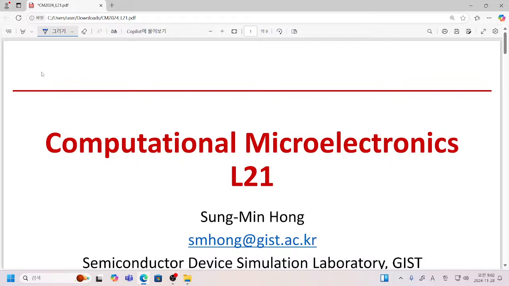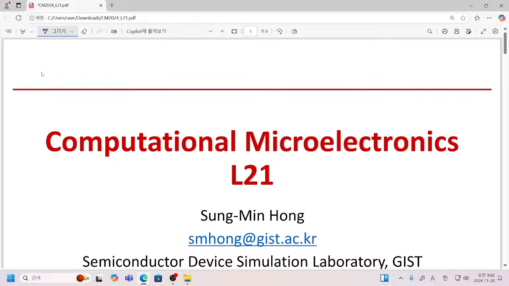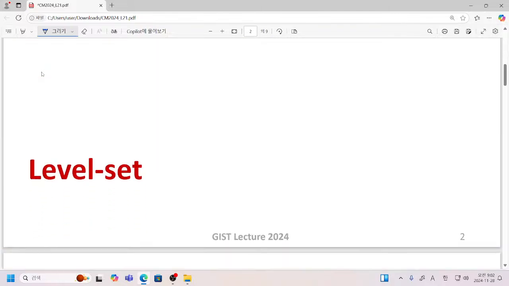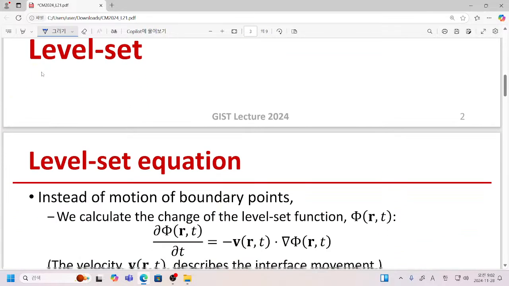Okay, so this is lecture 21. This is the second lecture for our level set method discussion. I hope that we can make it quite short because the lecture content is not that much.